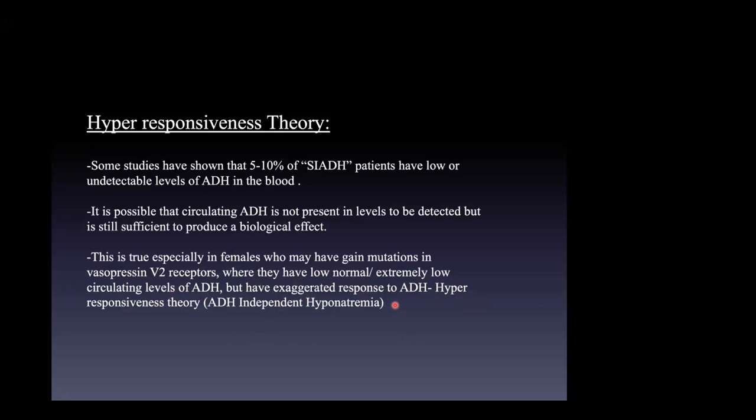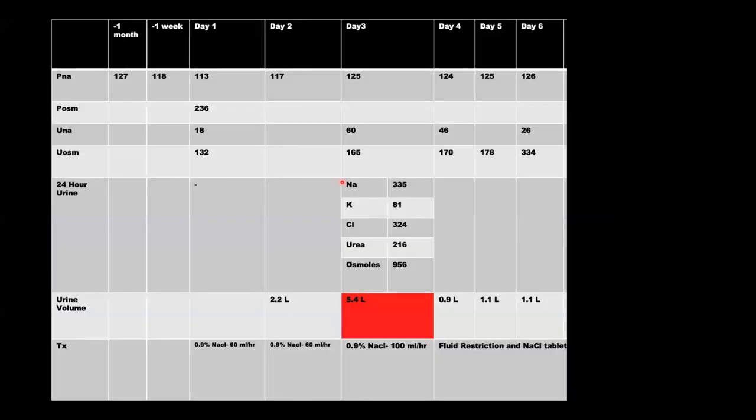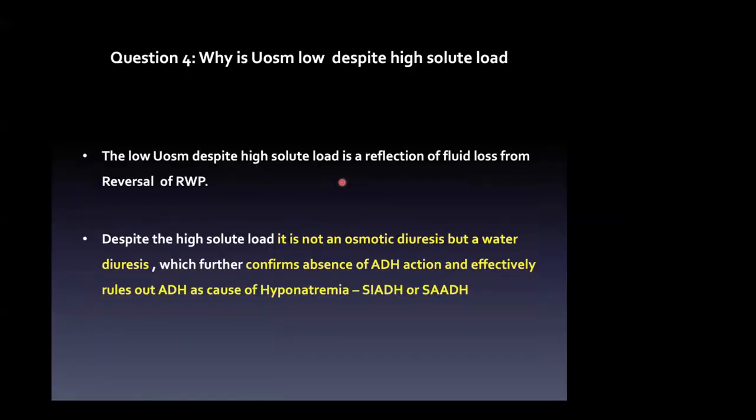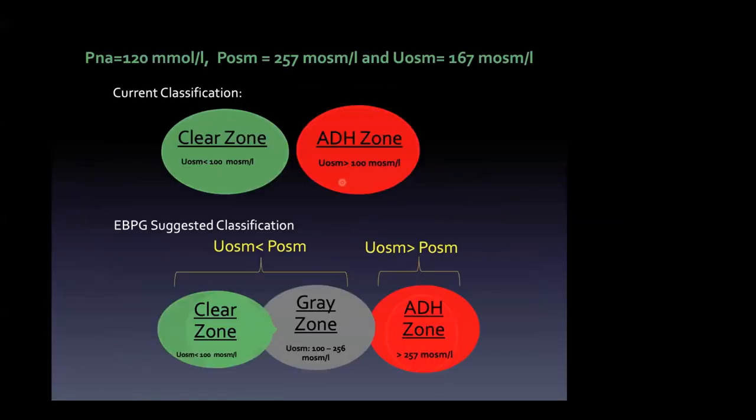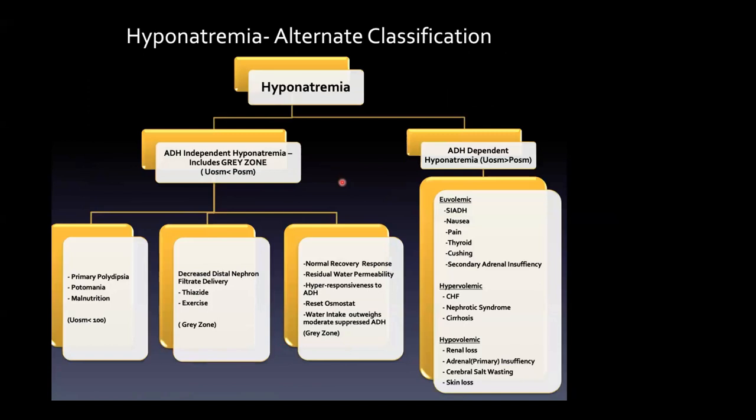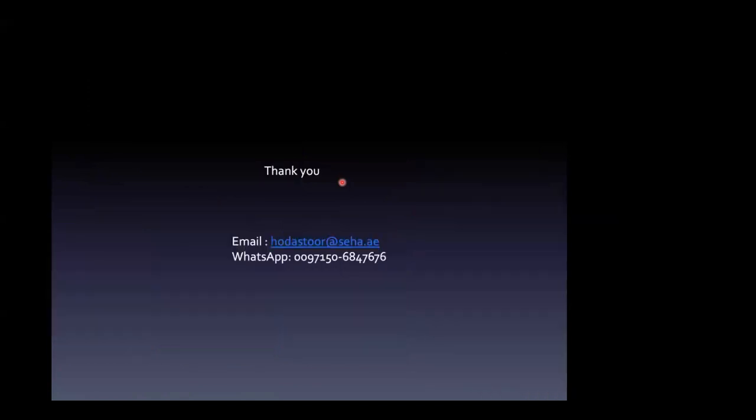So basically, I think you cannot diagnose this without actually doing ADH levels. And if your hospital does not have the facility to do ADH, you will not be able to diagnose hyperresponsiveness. But for academic purposes, it's good to keep this syndrome in mind. I'll stop over here because to present the last case may take me more than an hour. But once again, try and think about this alternative diagnosis of hyponatremia if you want to be more academic.